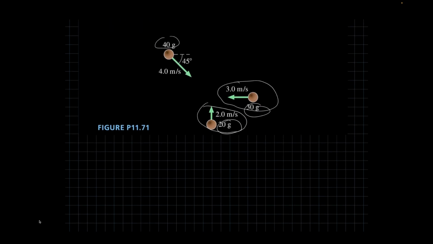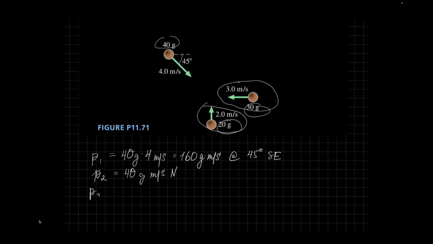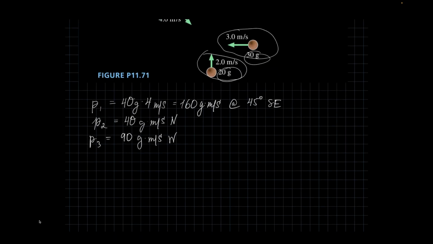Now I'm going to say my P1 is going to be 40 grams times 4 meters per second, 160. That's gram-meters per second. You know how I'm doing it, right? So then your P2, and this is at 45 degrees, that's going to be southeast. And then P3 is just 90 gram-meters per second west. Boom. So I got all my values here.